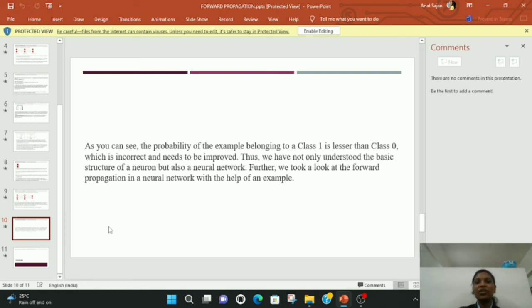Thus, we have not only understood the basic structure of a neuron, but also a neural network. Further, we took a look at forward propagation in a neural network with the help of an example.